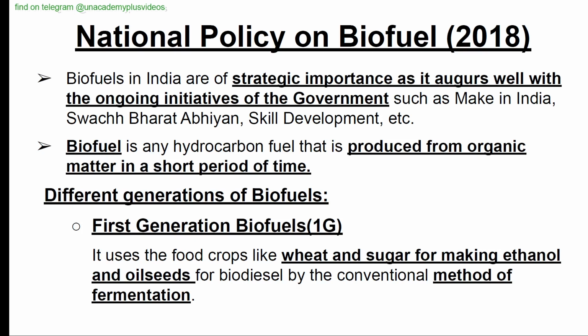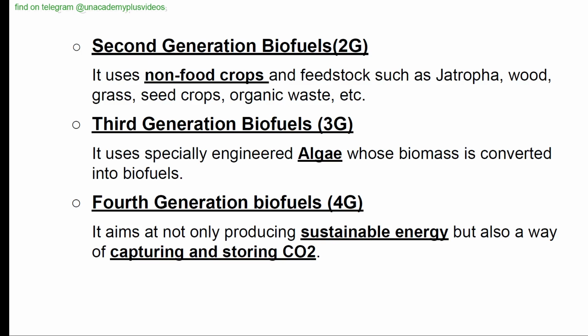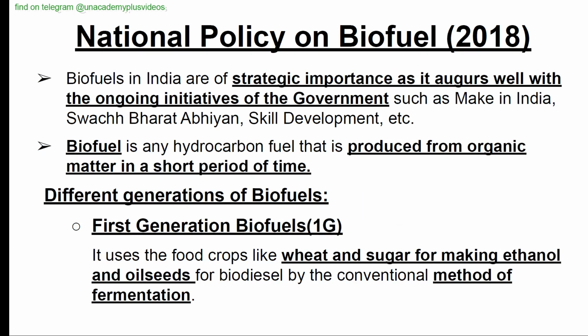Biofuel. What is biofuel? Biofuel is any hydrocarbon fuel that is produced from organic matter in a short period of time. Different generations of biofuels are first generation, second generation, third generation, and fourth generation. First generation uses food crops, like wheat and sugar for making ethanol and oil seeds for biodiesel, by the conventional method of fermentation. That is called first generation biofuels.